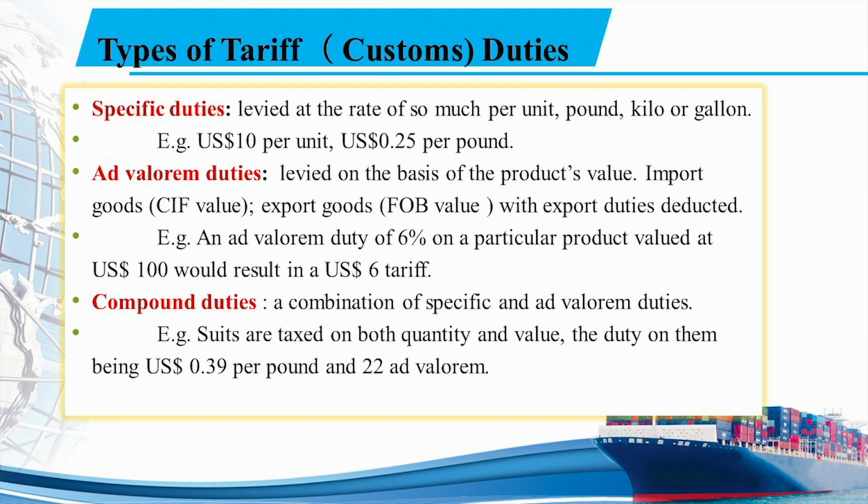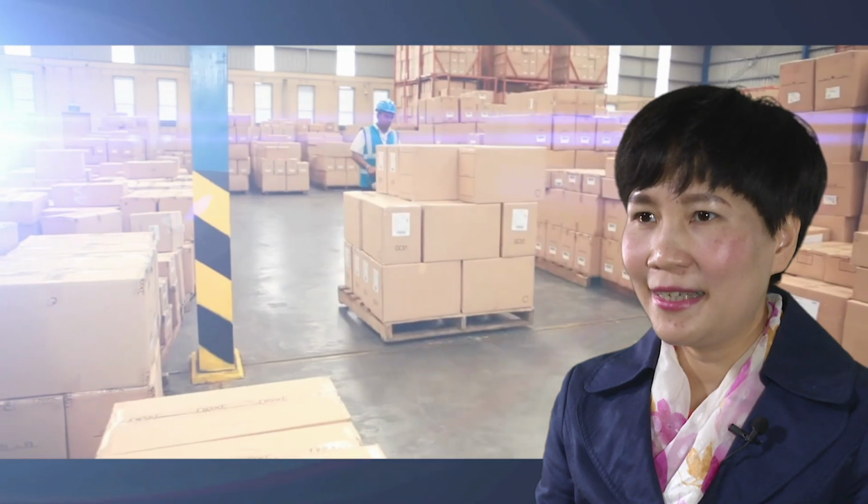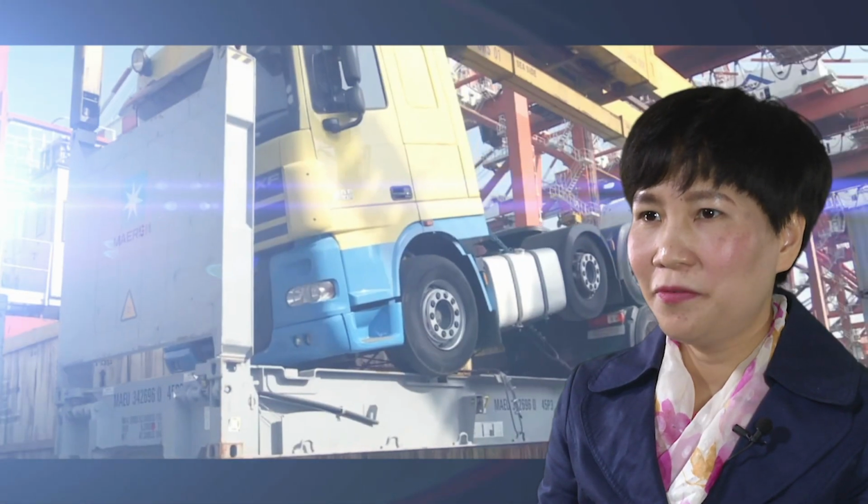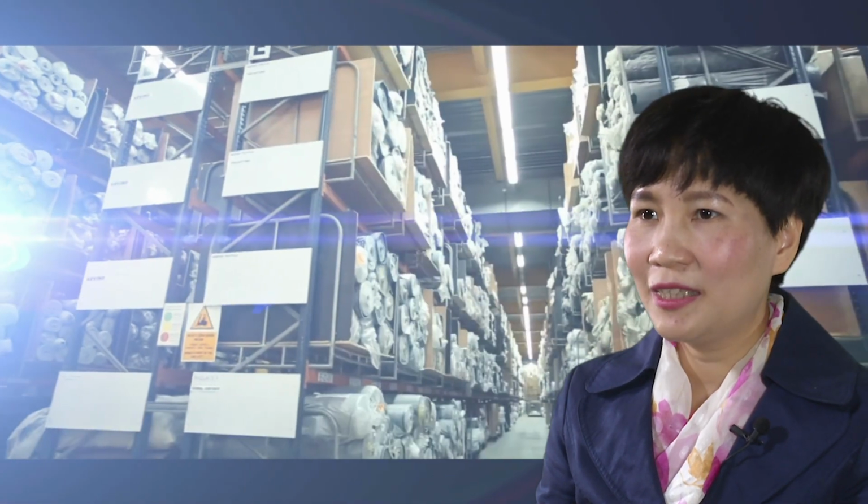Compound duties are a combination of specific and ad valorem duties. For example, suits are taxed on both quantity and value. The duty on them is $0.39 per pound and 22% ad valorem. In short, specific duties are levied based on quantity. Ad valorem duties are levied based on value, and compound duties are levied based on quantity and value.